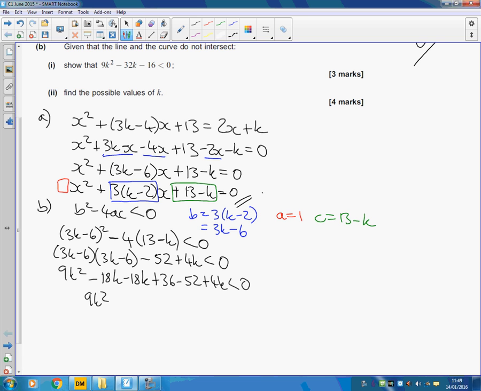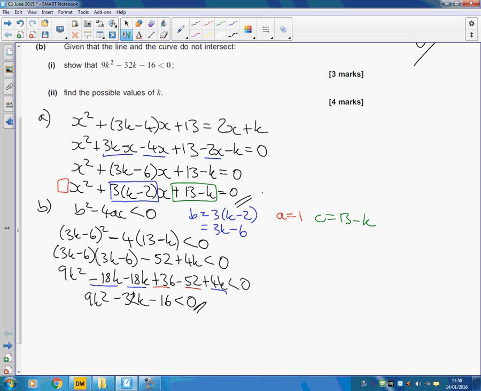Combine all your k's together. So I've got minus 36 plus 4. It's going to be negative 32k. And then combine your numbers. So I've got 36 and minus 52. That's going to give me minus 16 is less than 0. And that's what they asked us to show.